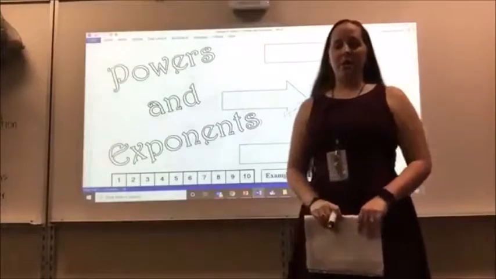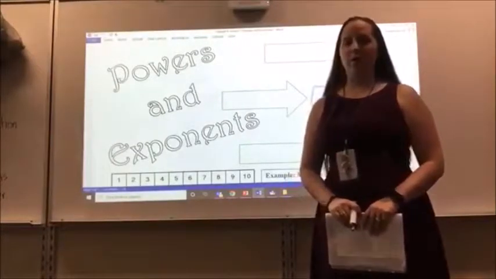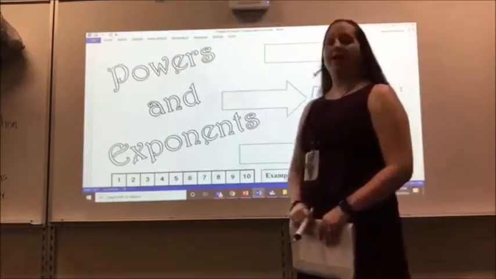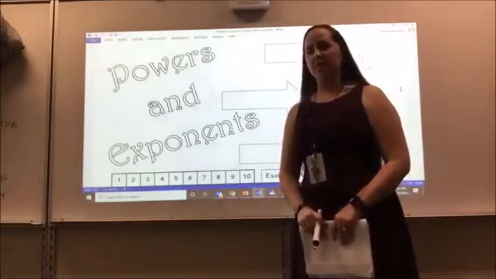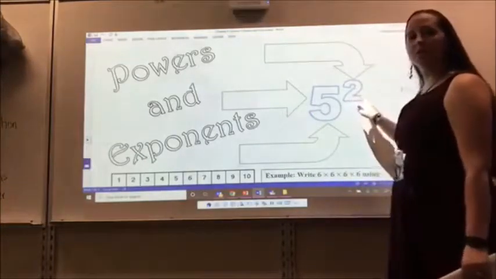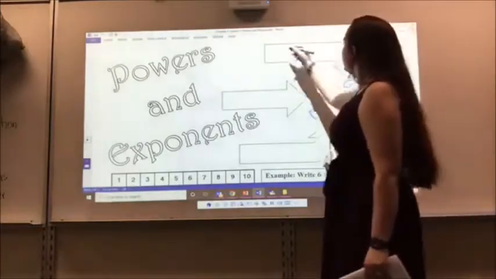So this is Chapter 6, Lesson 1 for White Math, Powers, and Exponents. So we're going to go ahead and start filling in this information. At the very top, you see where this arrow is pointing to this 2. That's our exponent.